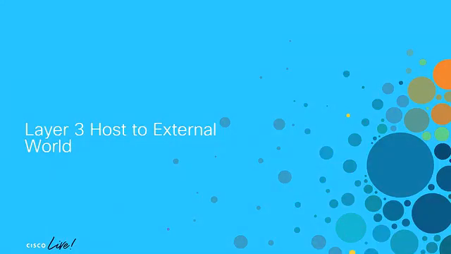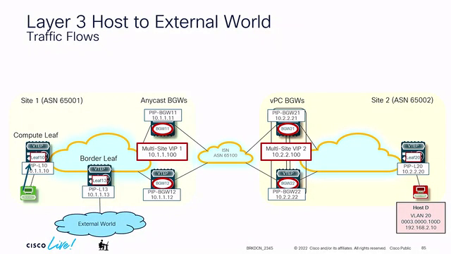Last 5 minutes, I promise. Layer 3 to the external world, but now you are masters of packet walks, so this should be a walk in the park. In this case, I have a border leaf in site 1 connected to the external world. You may think, what happens if I have a border leaf also in site 2? Yes, you can have all possible scenarios. You don't need to have connectivity to the external world centralized in a site. You can have a shared border design.